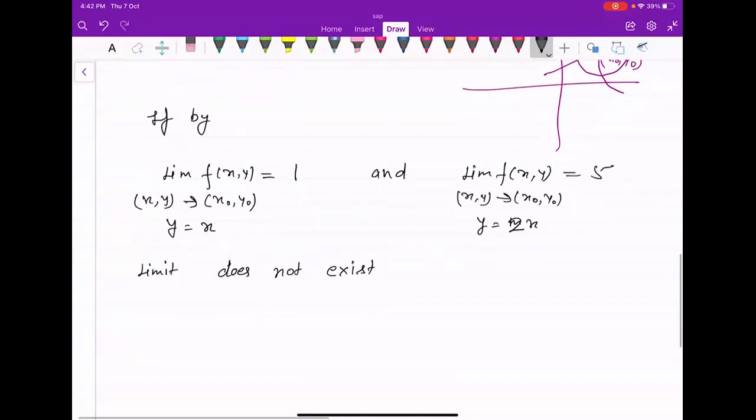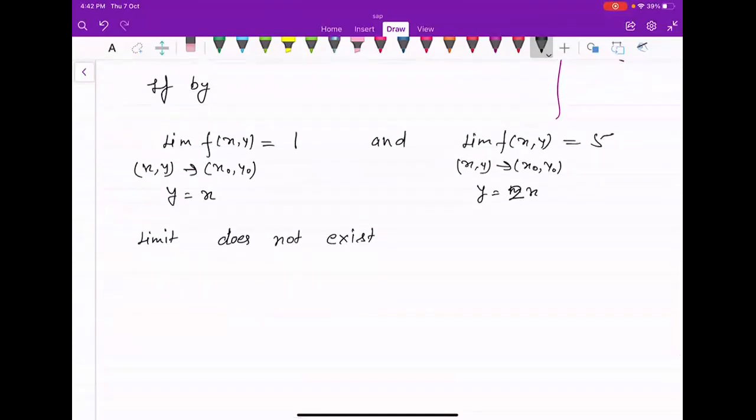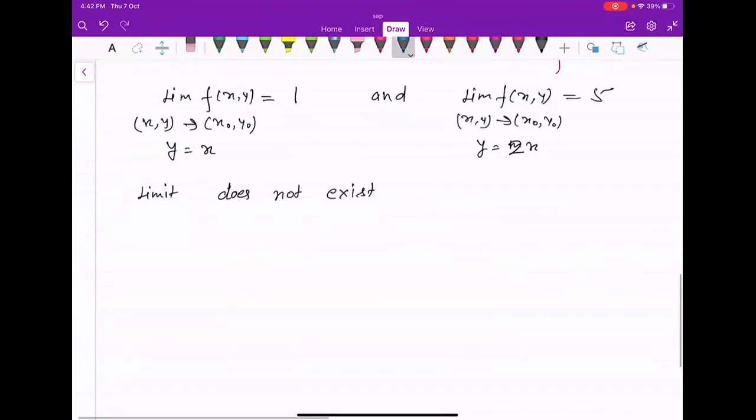So you can choose any of the paths by which we can approach toward the point x naught, y naught. Let us take an example. Before that, let us find out how to proceed to compute the limit of a function by the two-path test. Here we are using two paths, like y equal to x and y equal to 2x, so we call it the two-path test.